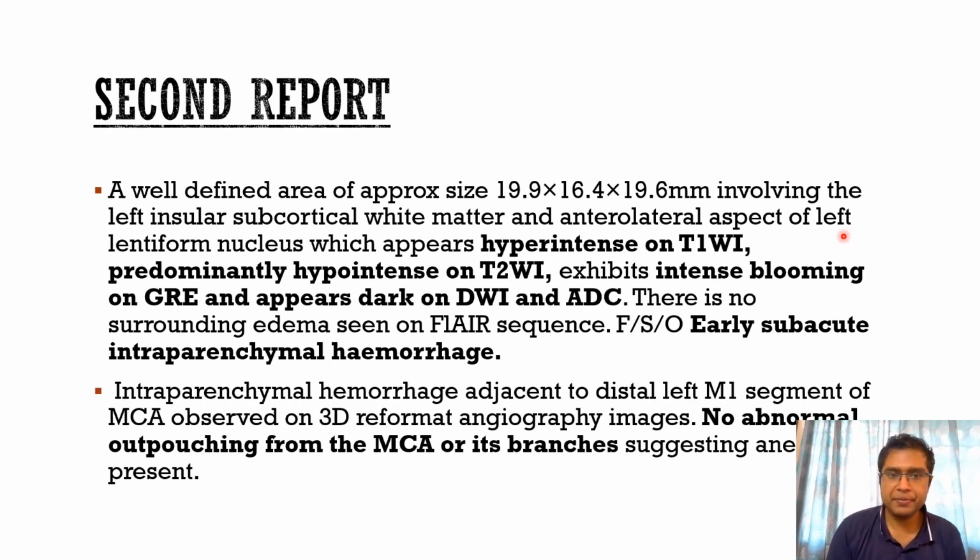So this is the second patient report that I gave. A well-defined area involving the left insular subcortical white matter as well as the anterolateral aspect of the left lentiform nucleus, which appears hyperintense on T1 and predominantly hypointense on T2, with intense blooming on GRE, and it appears dark on DWI as well as ADC. There was no surrounding edema on FLAIR, and the features were suggestive of an early subacute bleed. There was no outpouching from the MCA or its branches. There was just an intraparenchymal hemorrhage adjacent to the distal left M1 segment of the MCA, which was observed on 3D format.